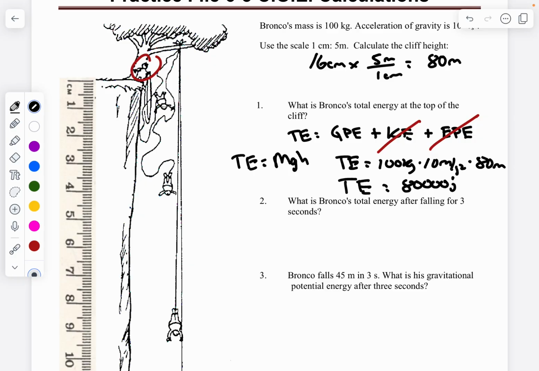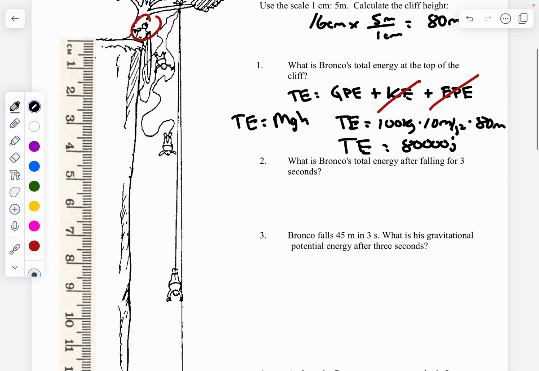So question 2 goes right into what I was just talking about. What is his total energy after falling for 3 seconds? Well, COE, conservation of energy. Our total energy cannot change. So the total energy at the beginning was 80,000. Therefore, 3 seconds into his jump, it's also going to be 80,000 joules.